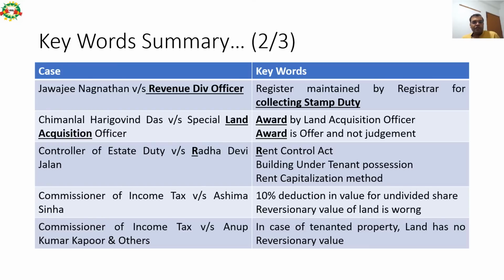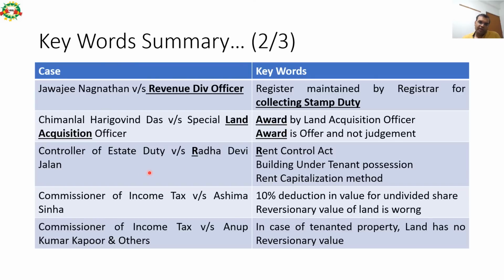The next case, Jawajee Nagnathan versus Revenue Division Officer. Here, the keywords are register maintained by the registrar for collecting stamp duty. If the collecting stamp duty keyword is given in the question, that means the examiner is asking about this case, Revenue Division Officer versus Jawajee Nagnathan. Then Chimanlal Hargovinddas versus Special Land Acquisition Officer, SLAO, is another case. If the question is talking about an award by land acquisition, this is the only case. If the examiner is talking about an award, that means the case is related to land acquisition. So please link up these two words for remembrance.